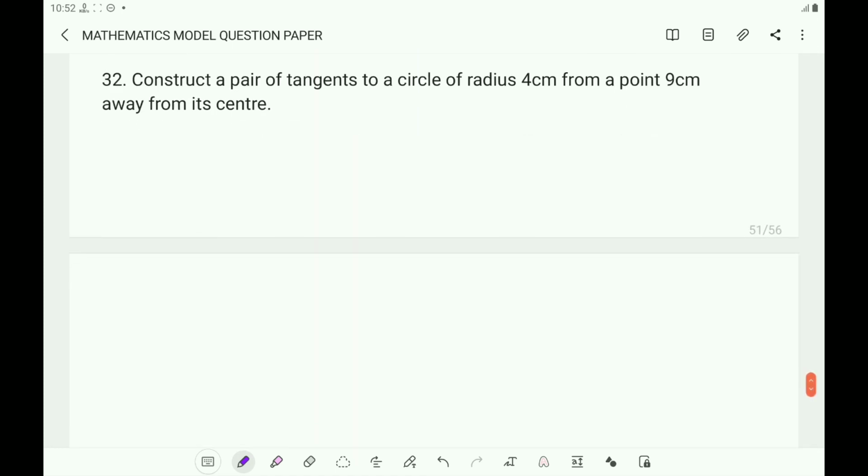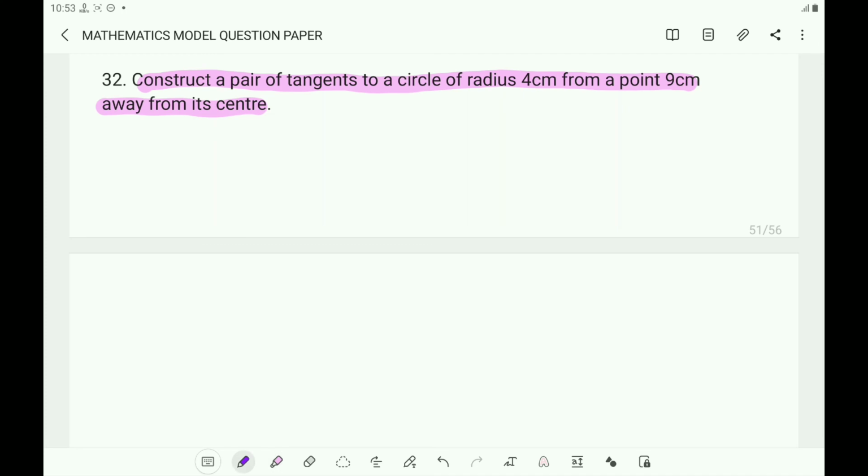Question number 32. What is that question? Construct a pair of tangents to a circle of radius 4 cm from a point 9 cm away from its center. You know the method of constructing a pair of tangents to a given circle from a given external point, and video lessons are there. You can follow that video lesson and do the construction. Now let us discuss roughly.